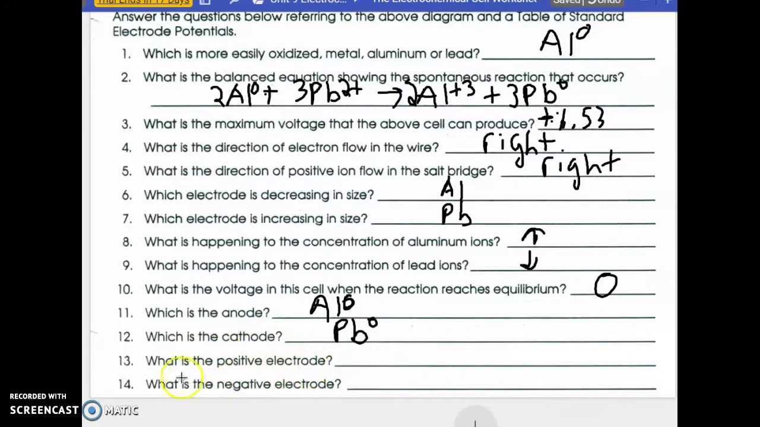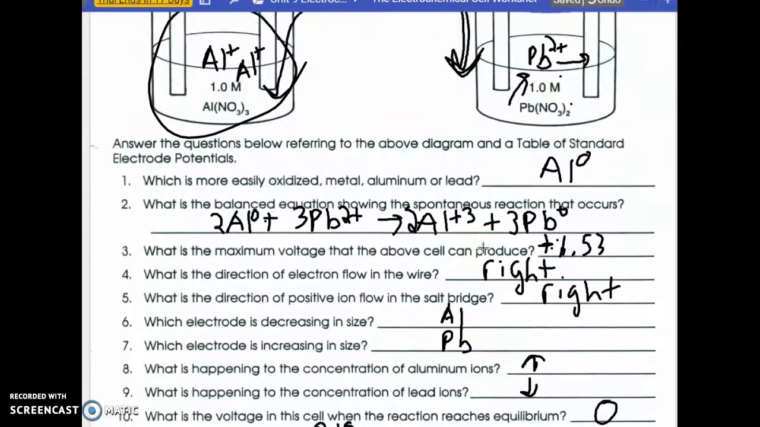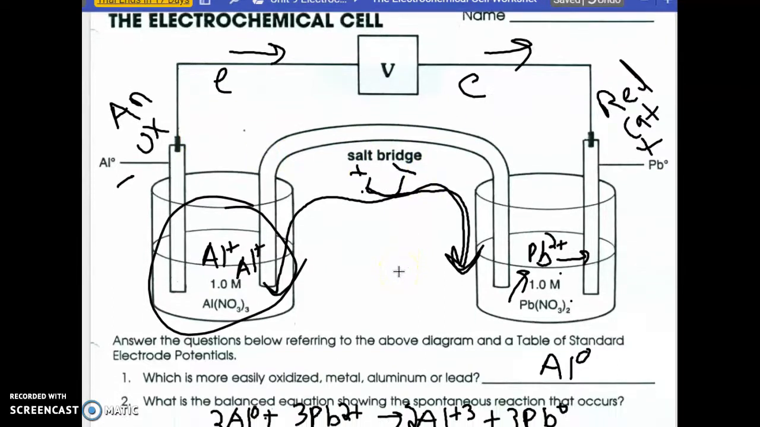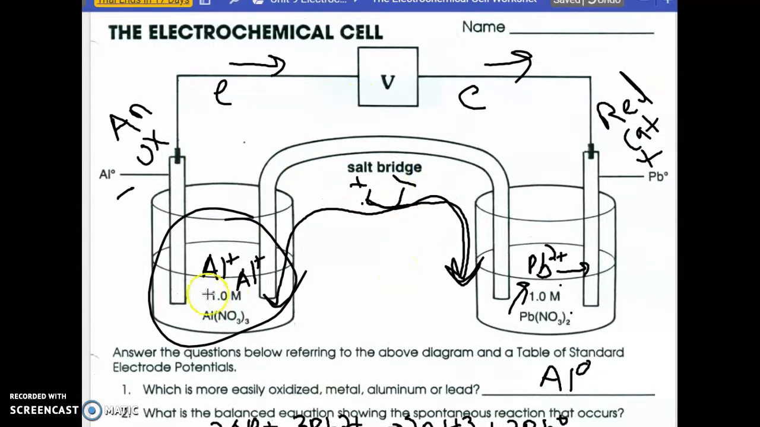What is the positive electrode? Now remember, this is a voltaic cell, and in voltaic cells, the electrons are naturally flowing from the negative side over to the positive side. So in a voltaic cell, the cathode is the positive guy, and the anode is the negative side. In electrolytic cells, the charges are switched. But this is a voltaic cell, so it makes sense.